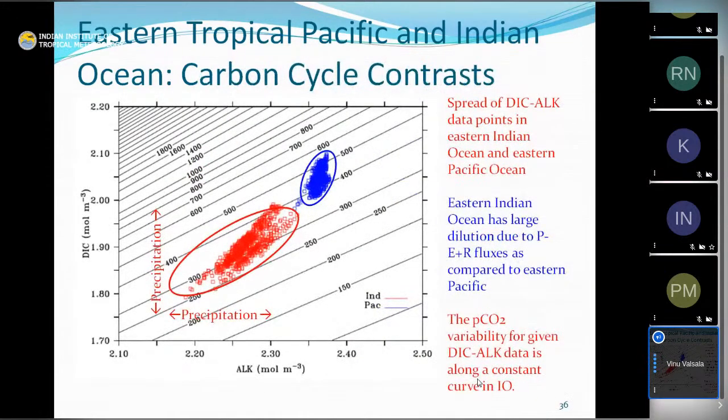So now the same metric we can plot like a TS diagram. We biogeochemists plot in an alkalinity-DIC plane in which PCO2 is drawn as the background line. So if you see, the Eastern Tropical Indian Ocean occupies a region with a large dilution in the alkalinity and DIC due to enhanced precipitation. We have a larger precipitation in the Eastern Tropical Indian Ocean compared to Pacific. These are the Pacific DIC alkalinity dots. They are totally different from the Indian Ocean.